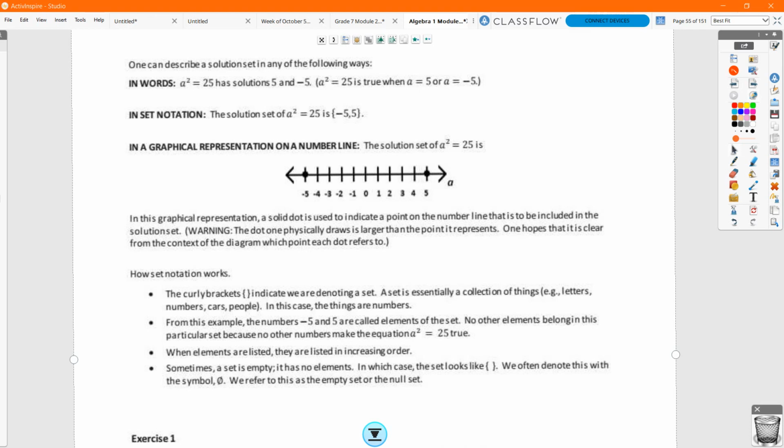Sometimes a set is empty. It has no elements, in which case the set looks exactly like that, just empty brackets. We also denote this with the symbol 0 with a line through it. We refer to this as an empty set or the null set.